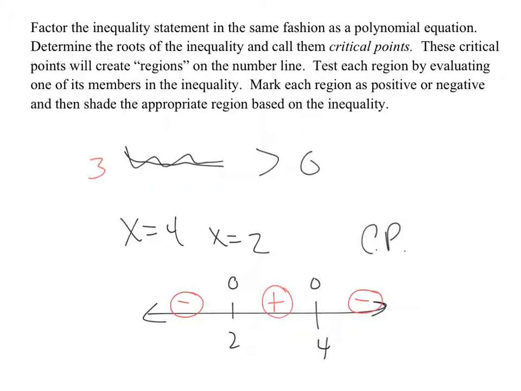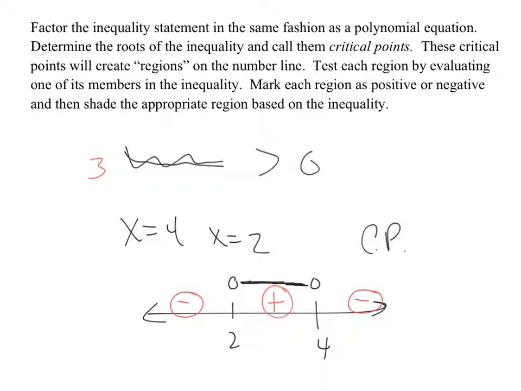And then I look at my inequality. What did the inequality say? It said, when is this polynomial greater than 0? Which region is greater than 0? Well, what does greater than 0 mean? It means positive. So clearly, the middle region would be the region that we would shade as a result. So this would be your solution set from there to there, because this polynomial needed to be greater than 0.